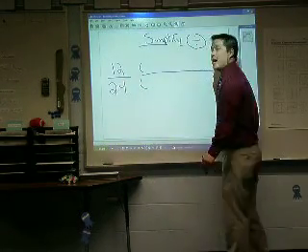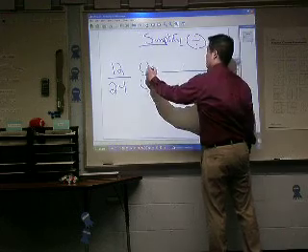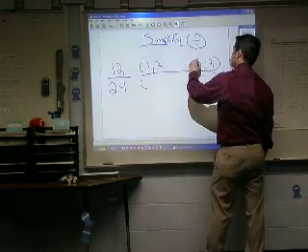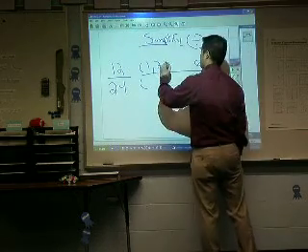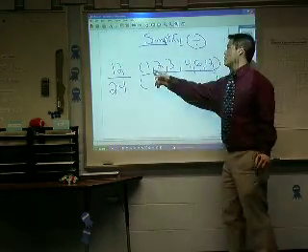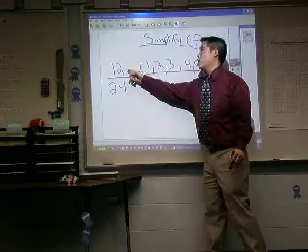Let's start with 12. I know that the first factor pair is 1 times 12. I also know that 2 times 6 equals 12. And I also know that 3 times 4 equals 12. These are all of the different factor pairs of 12.